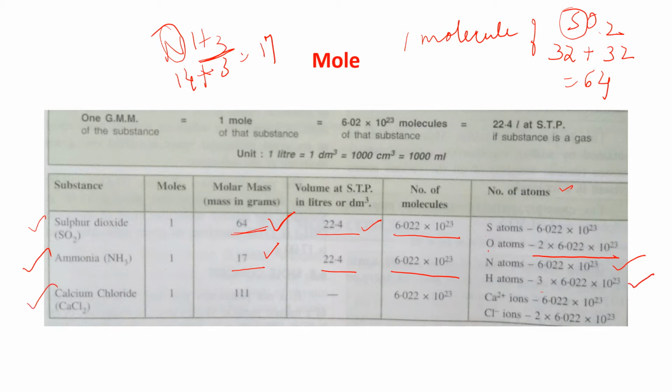Similarly for calcium chloride, it is 1 mole, and its molar mass is 111. If you calculate, you will get the same 111. It is not a gas, so 22.4 liters is not written, but it has 6.022 into 10 to the power 23 formula units. CaCl2 is an ionic compound, so it has Ca2+ and Cl-: Ca2+ ions are 6.022 into 10 to the power 23, and there are 2 chloride ions, so 2 into 6.022 into 10 to the power 23 chloride ions. Okay.